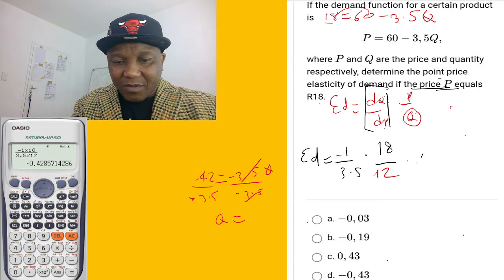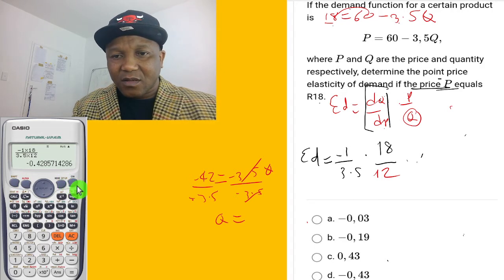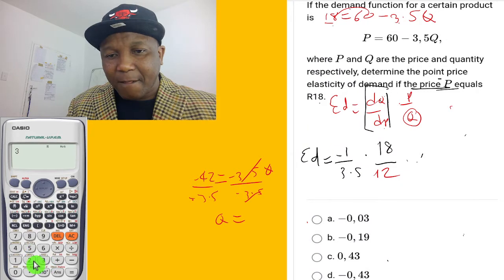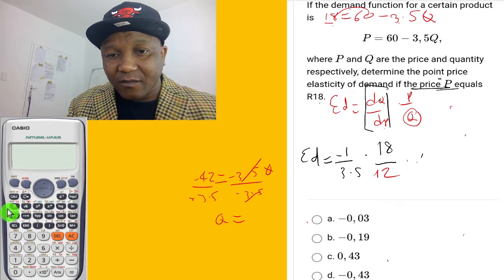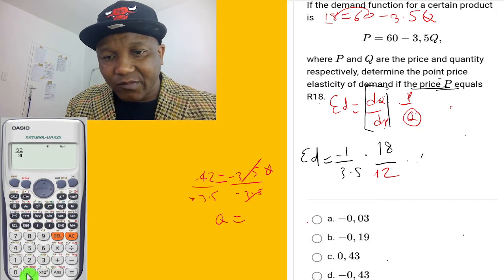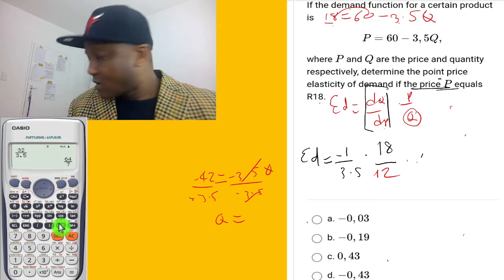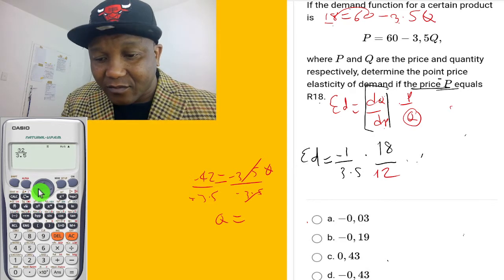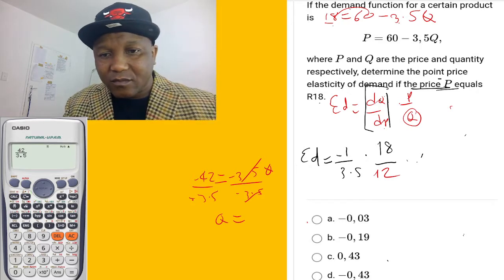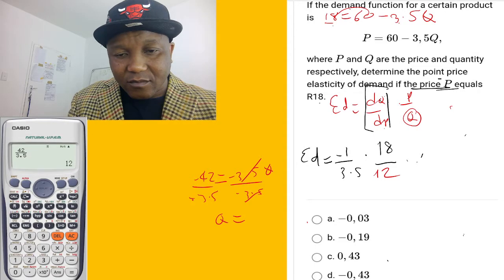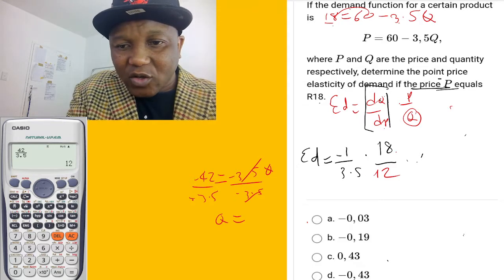42 divided by 3.5. Oh, wait, 42, not 32. Sorry, I'll be very careful. Yeah, 12. Correct. So q is 12.